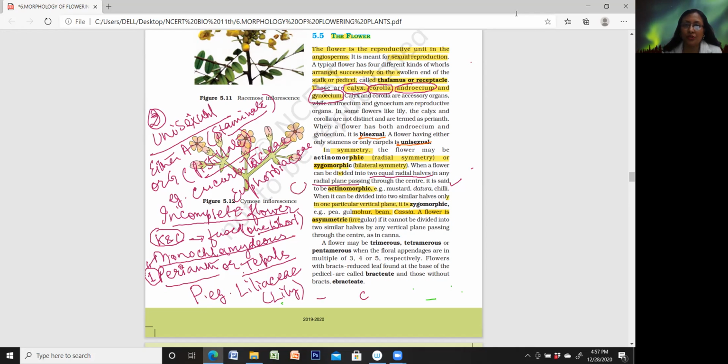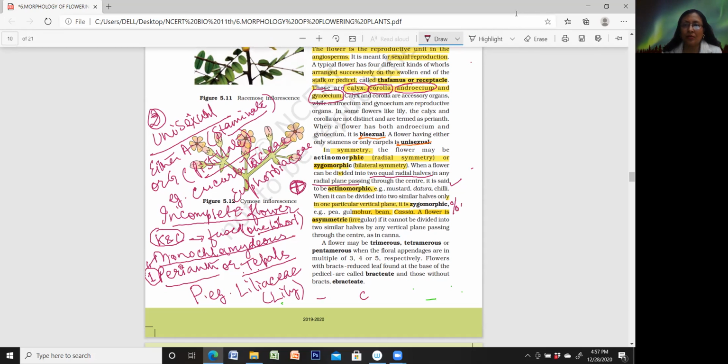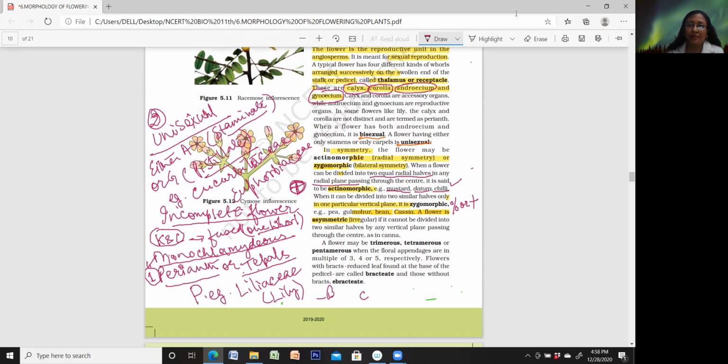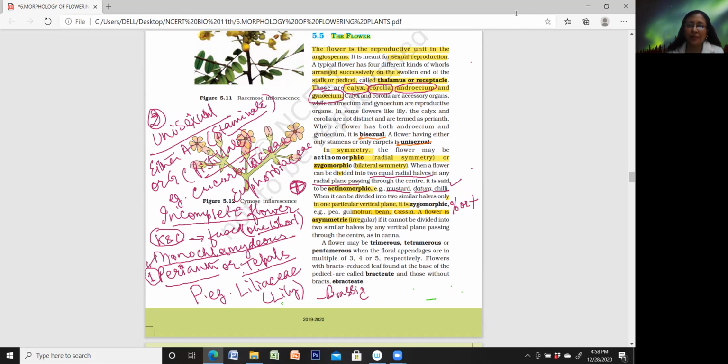And the symbol used for this is a circle with a plus sign. The zygomorphic is a percentage sign or a cross. But let us first understand actinomorphic. You can see the examples here, like mustard, datura, chili. You have to learn these examples. Mustard, which is a Brassicaceae, Brassica. Mustard basically is Brassica.